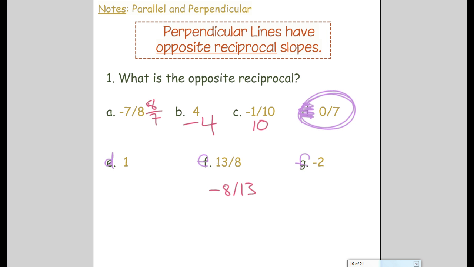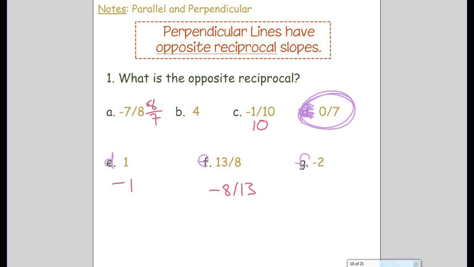Oh, he got that wrong. Okay, let's look at who got them right. You got 1, 2, 3, 4 of them right. 4 out of 6. They got 4 out of 6 right. Let me erase the ones that are wrong. It's okay if you're wrong.